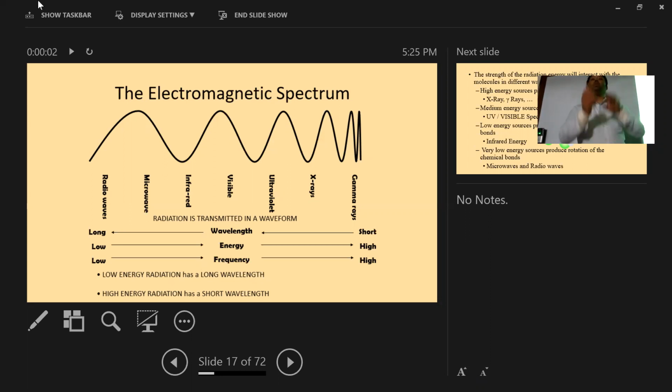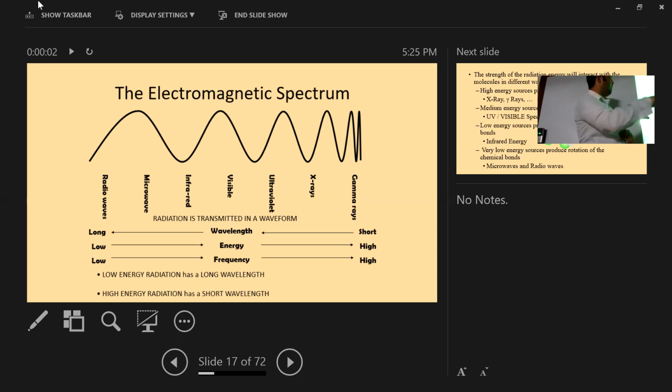Last class I mentioned one number, 1239.85. That is a constant. If you divide that number by the wavelength in nanometers, you will get the value of energy for that wavelength in electron volts. So here, this is a very long wavelength, it has the minimum energy, and as you go from left to right, the infrared ray has a little higher energy compared to the microwave.